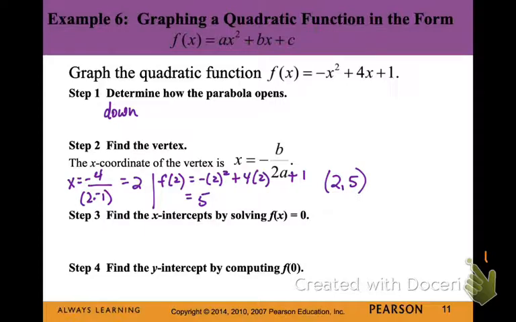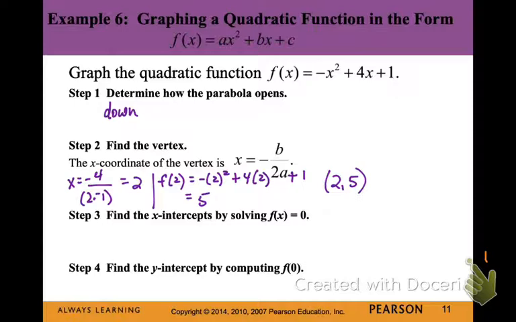So that's another way to find the vertex of a quadratic rather than converting standard to vertex form by completing the square. So using that little formula of negative b divided by 2a to find the x value, and then plug that in to your equation to find the y value.